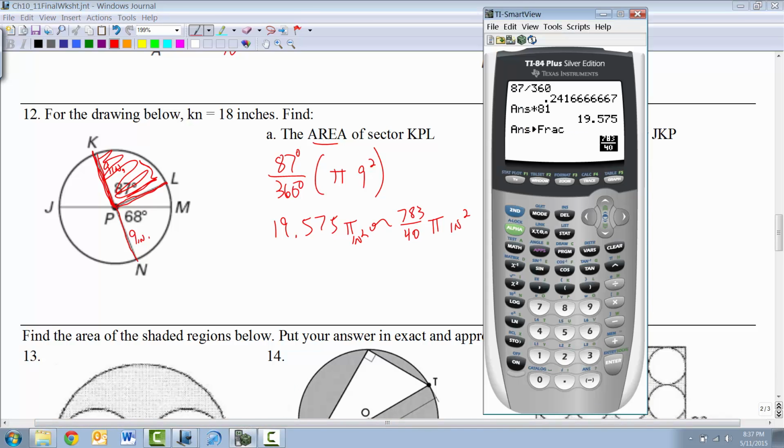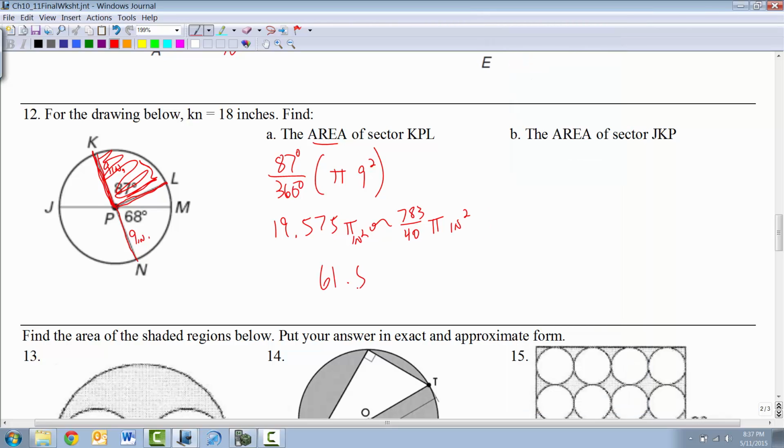And all you have to do is take this answer, enter, times pi. And then it might put it as a fraction. No, I wouldn't do that with 3.14. What am I talking about? All right, so this is 61.5 or 61.5 approximately inches squared.